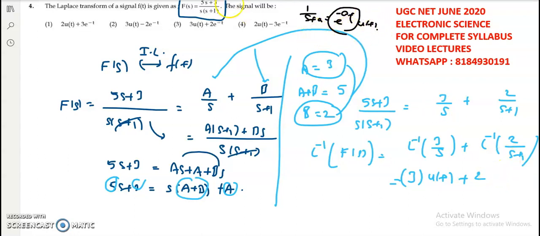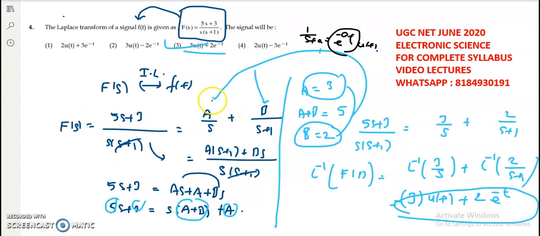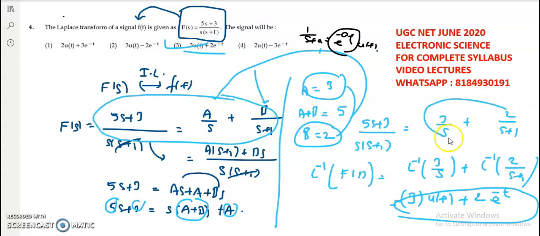So here we can write that thing. In the place of a, 1 is there. So 1 divided by (s plus 1) means it is e power minus 1 into t. So finally the inverse Laplace transform of the given function is 3 into u of t plus 2 into e power minus t. So it is the correct answer. So it is a way of solving this problem. To solve this problem, you have to know the concept of partial fractions and you have to know the inverse Laplace transform formulas.